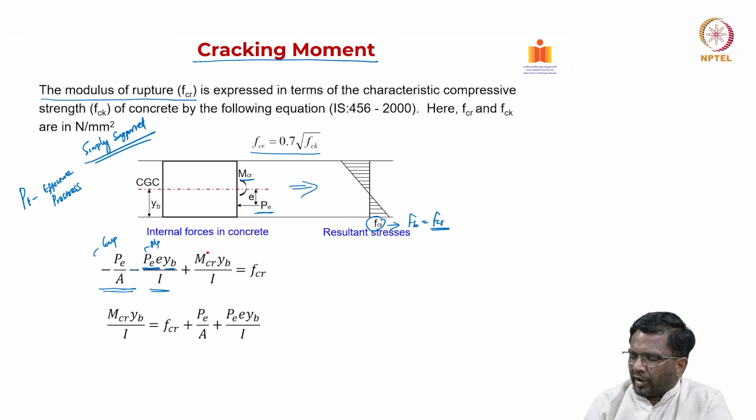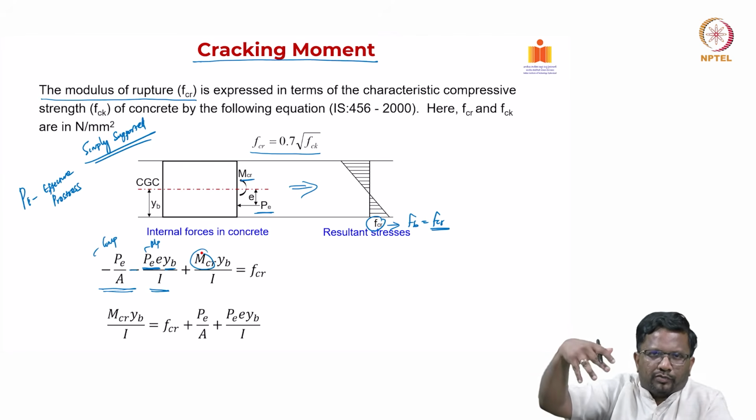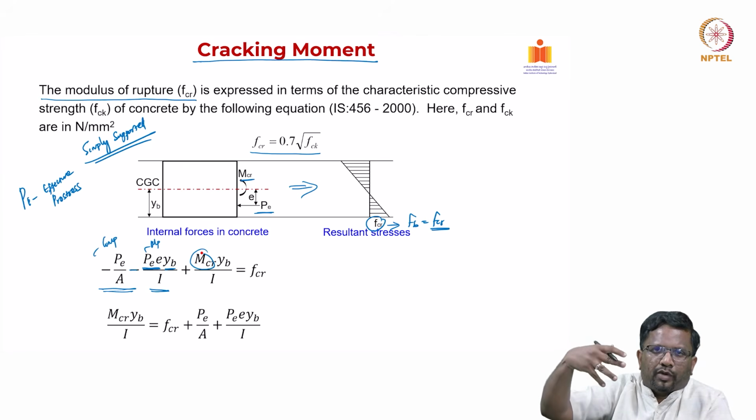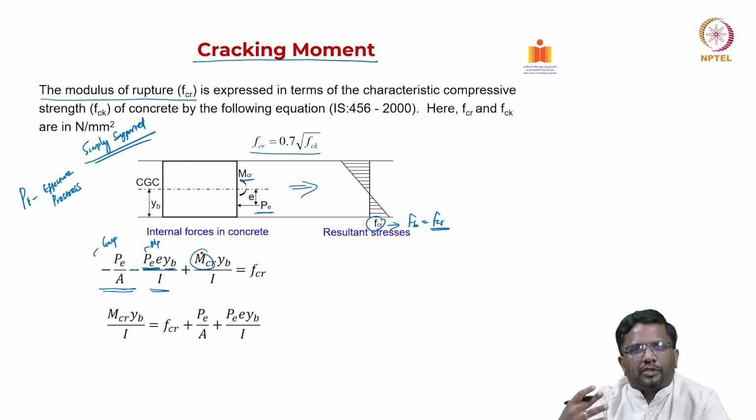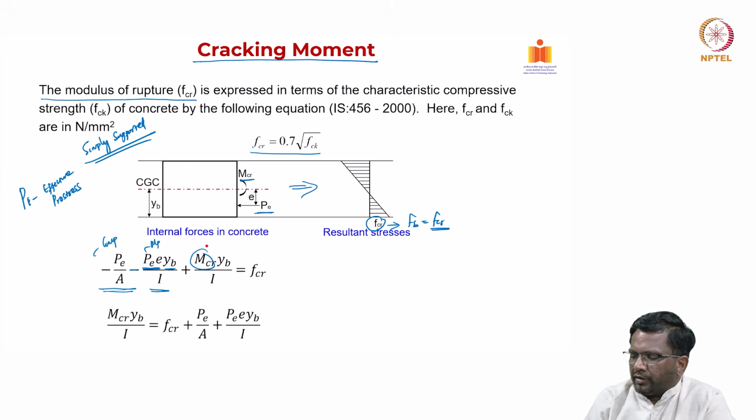Now, we are calculating this MCR. That is going to act as an external load, or the moment for the applied load at which it is going to crack. So, M cracking is what we are calculating, M cracking into I by YB, and this is going to create tension, right. That is why we have written plus here.